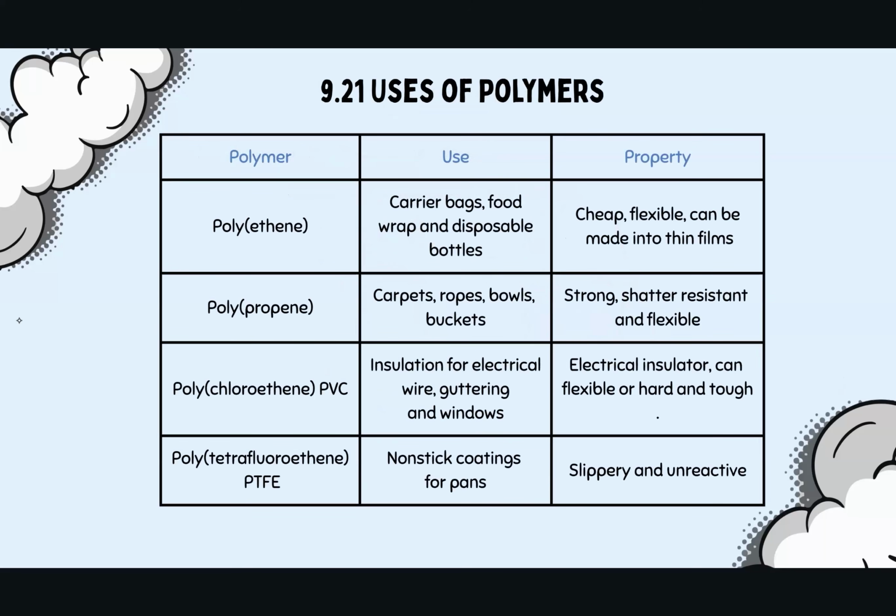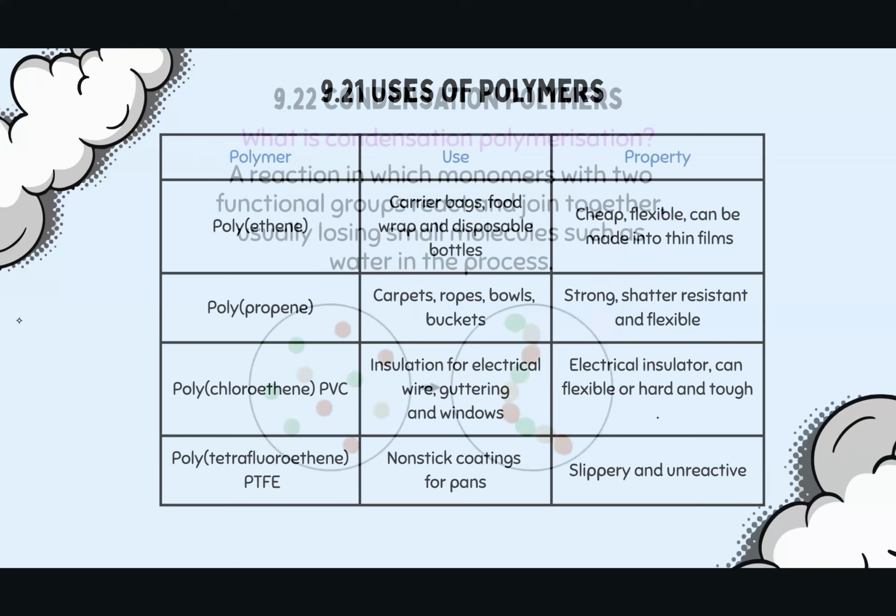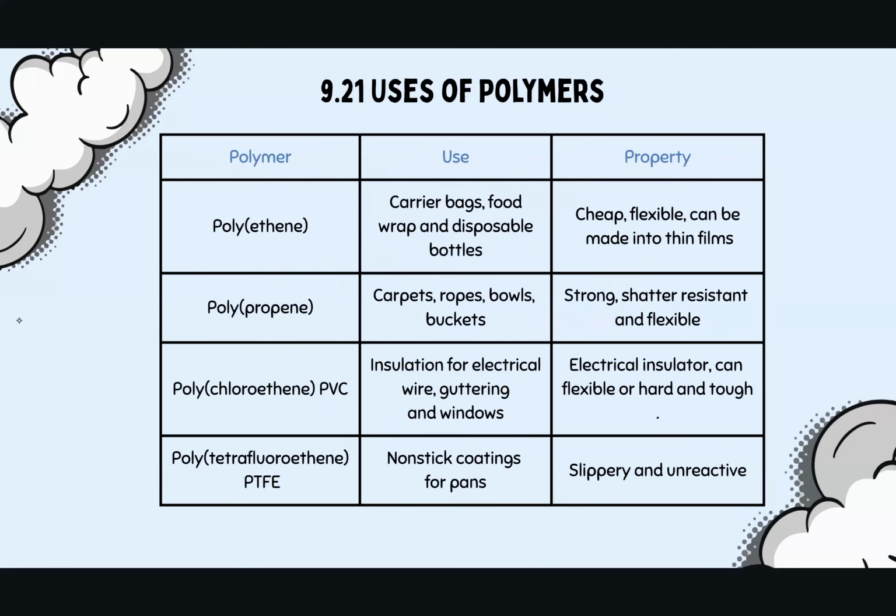Okay, so uses of polymers. So polymers, we've got polyethylene. We can use it for carrier bags, food wrap, disposable bottles. The benefit of polymers, this polyethylene, is that it's cheap, flexible, and can be made into thin films. That's why we can use it for carrier bags.